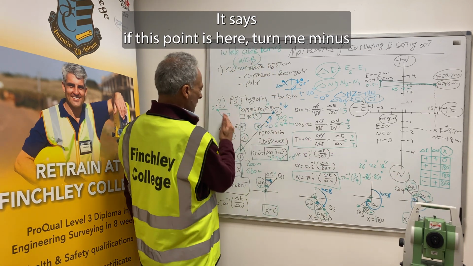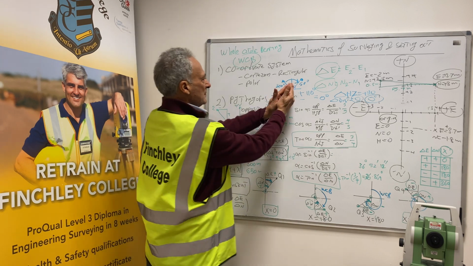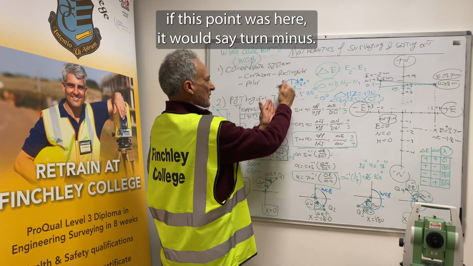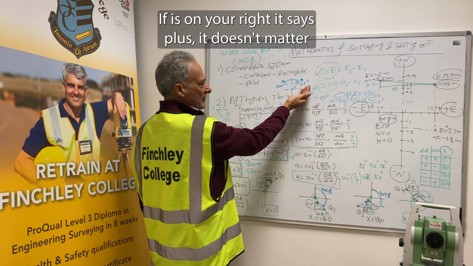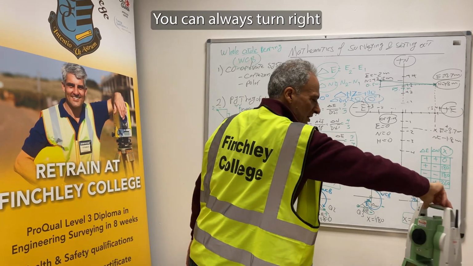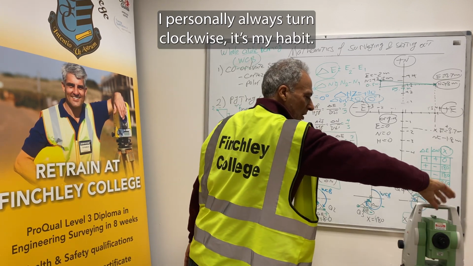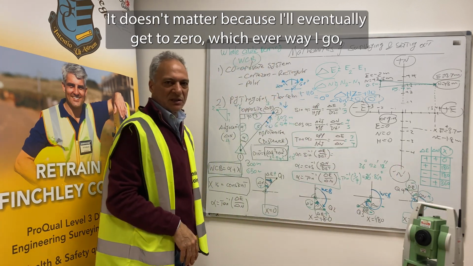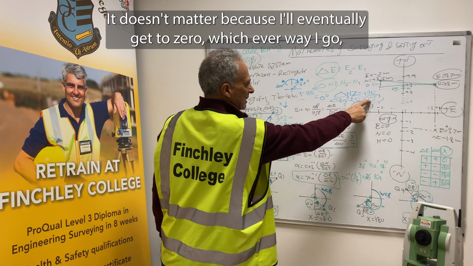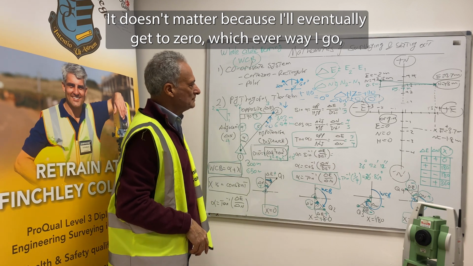It says, if this point is here, turn me minus. If this point was here, it would say turn minus. If it's on your right, it says plus. It doesn't matter, you can always turn right. I personally always turn clockwise, it is my habit. It doesn't matter, because I'll eventually get to 0, whichever way I go.